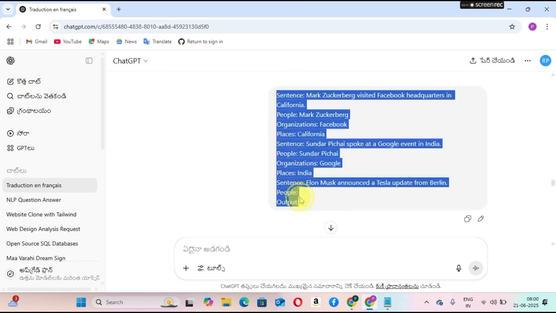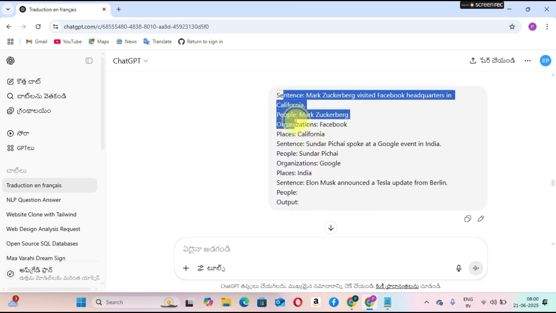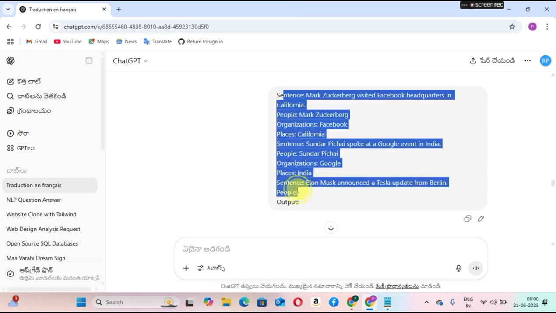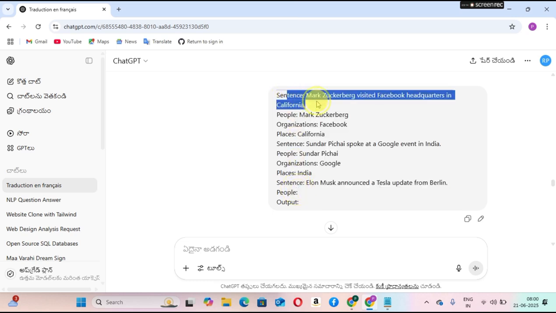Now let's see how to use few shot prompting for named entity recognition. So we will give a few examples of people, places, and organizations from sentences. So here is the complete prompt. Sentence: Mark Zuckerberg visited Facebook headquarters in California. So people, Mark Zuckerberg, organization, Facebook, places, California.